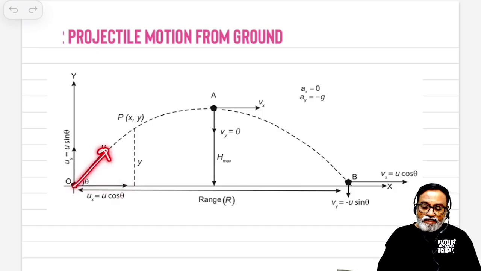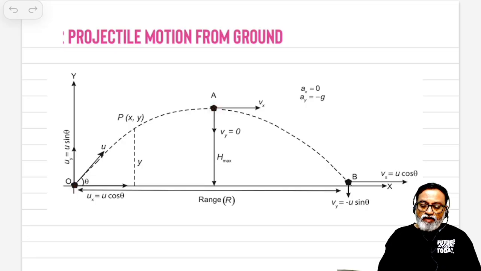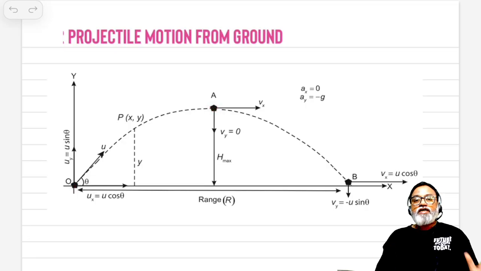But there is an acceleration in downward direction. Therefore, vertical velocity changes. From year to year, the vertical velocity decreases. Finally, it becomes zero at the highest point. Therefore, the highest point has only horizontal velocity, that is ux is equal to u cos theta.